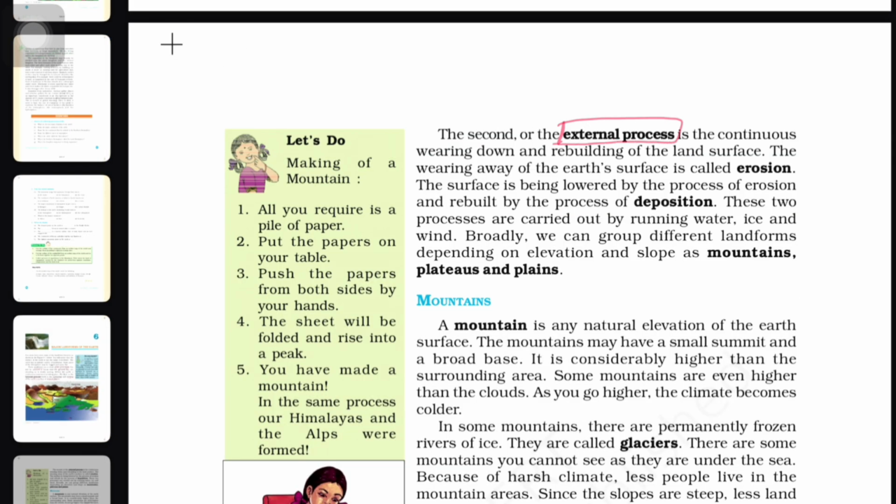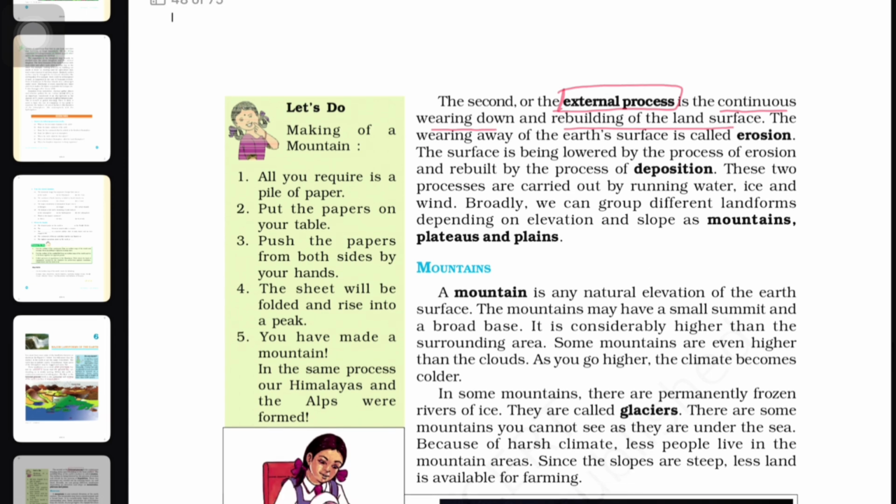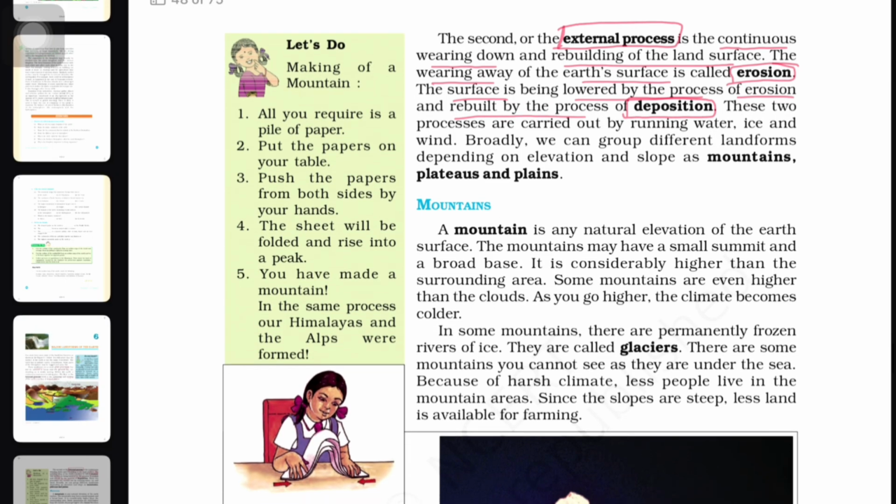And the second process is the external process. The external process is basically the continuous wearing down and rebuilding of the land surface. The land we are staying on is continuously changing, and the change is due to erosion and deposition. The wearing away of the Earth's surface is called erosion, and the surface is being lowered by the process of erosion and rebuilt by the process of deposition. These two processes are carried out by running water, ice, and winds.